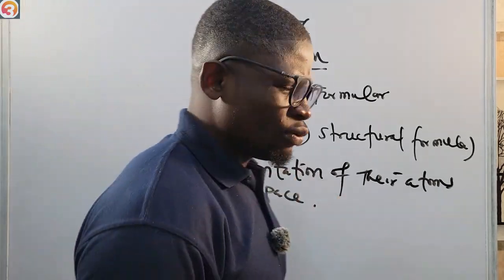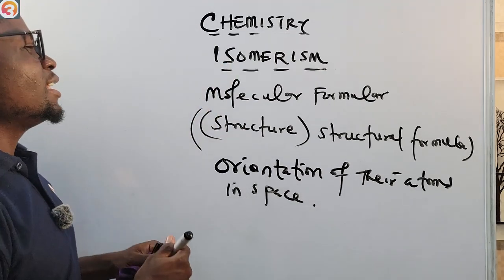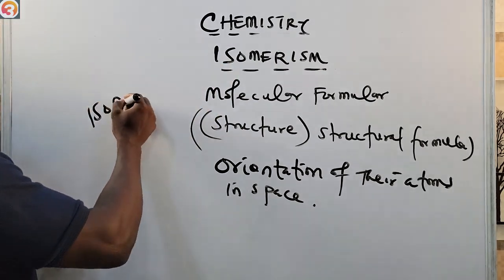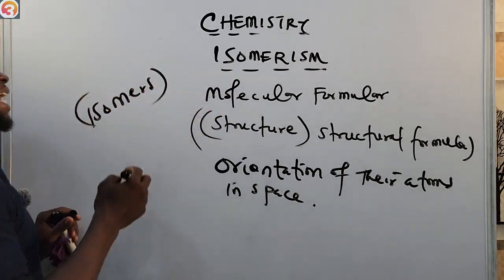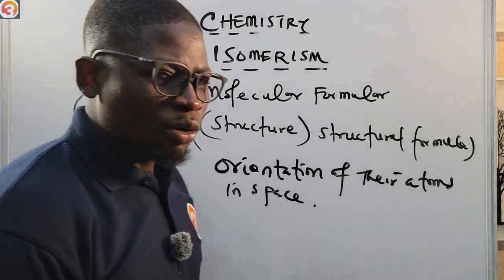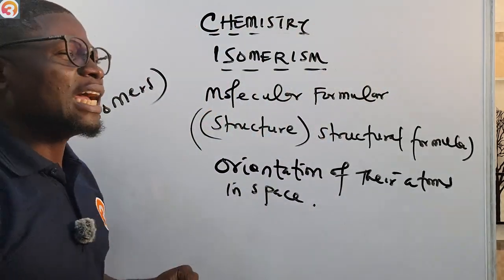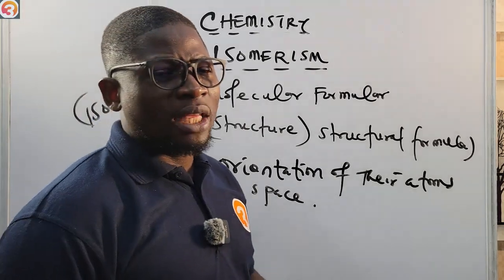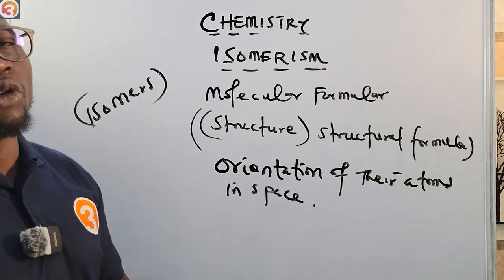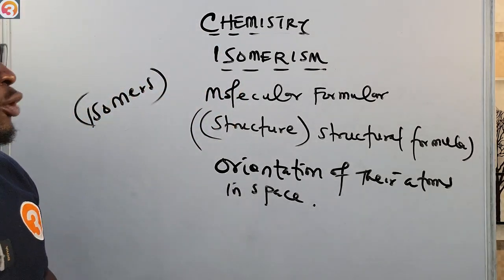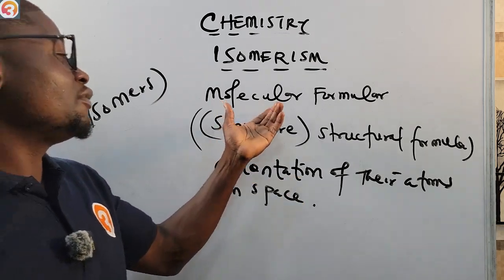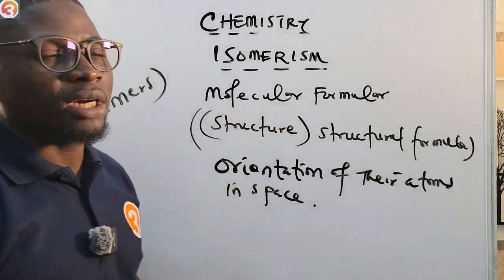In this case, we call those organic compounds isomers. We say that they are isomers of one another, or they are showing isomerism. Let me come back again. I say two or more organic compounds may have the same molecular formula but different structures or structural formulas.